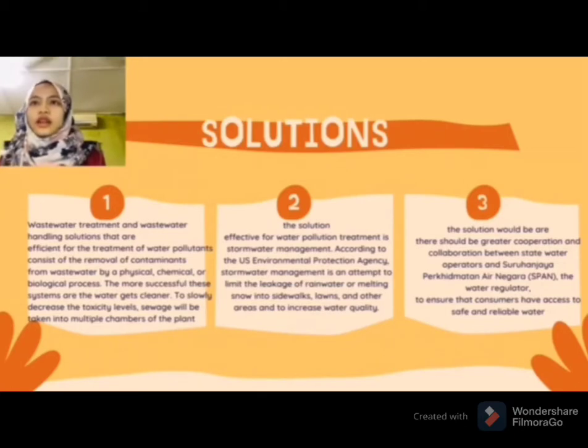Lastly is the cooperation and collaboration between the state water operator and Suruhanjaya Perkhidmatan Air Negara (SPAN), the water regulator, to ensure that consumers have access to safe and reliable water.